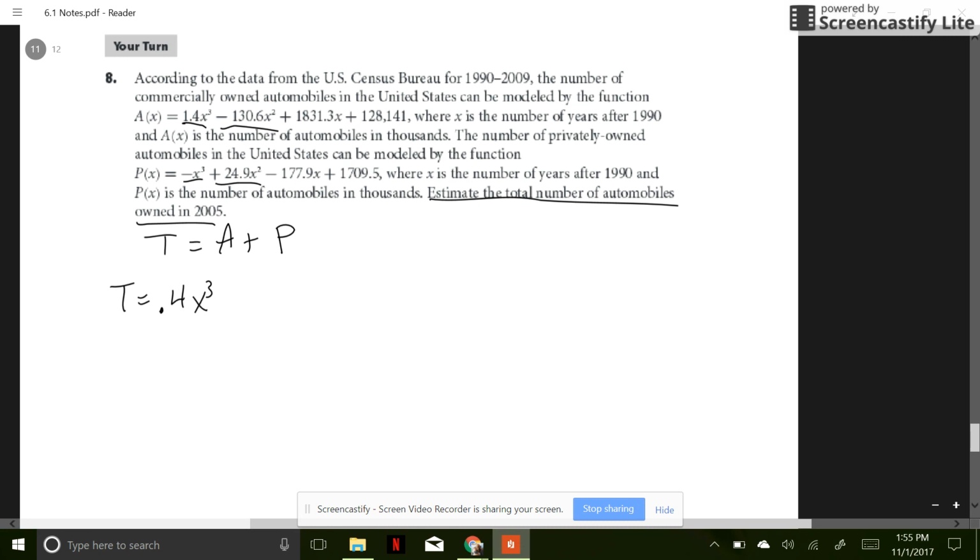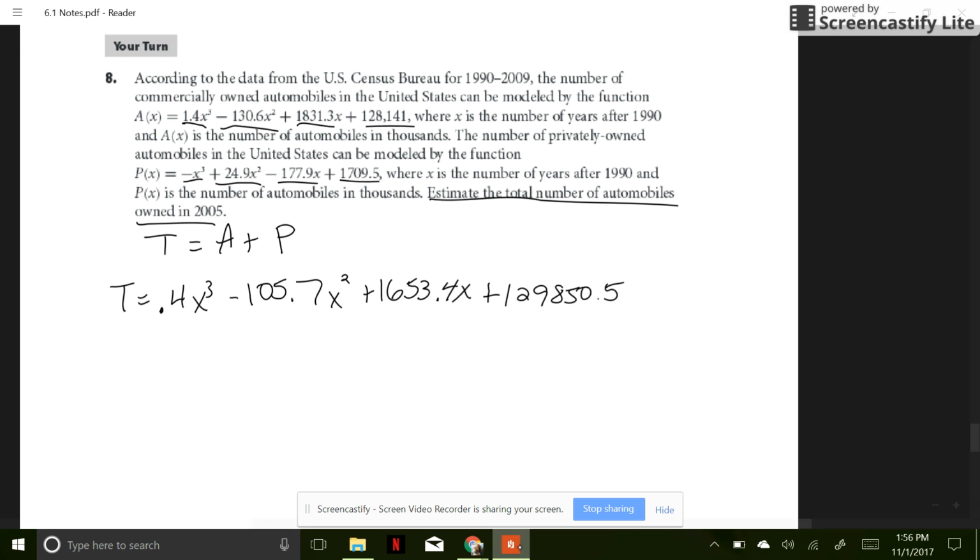Got negative 130.6 plus 24.9. It's going to get us negative 105.7x squared. Looking at our x's then, 1831.3 minus 177.9 plus 1653.4x. And then the constant terms we combine to get plus 129,850.5. So we're dealing with some big numbers here. So that's our total amount of automobiles as a function.